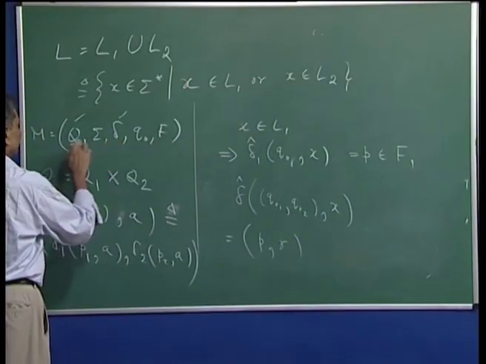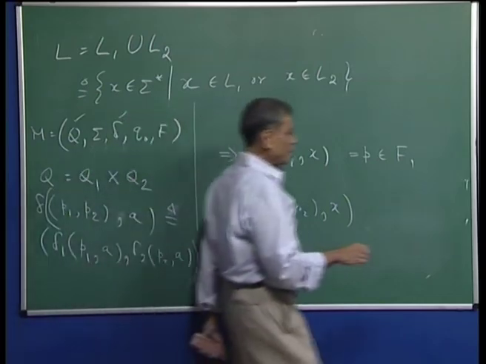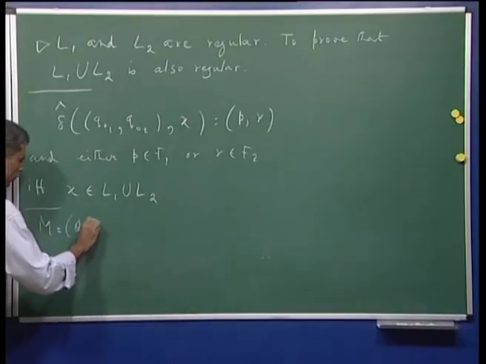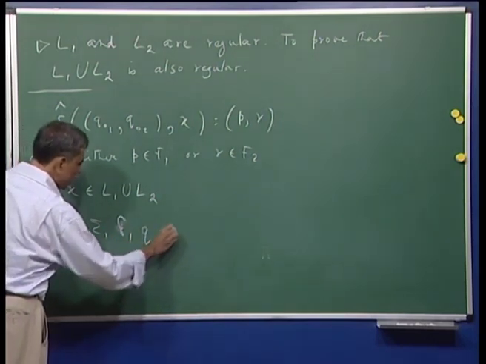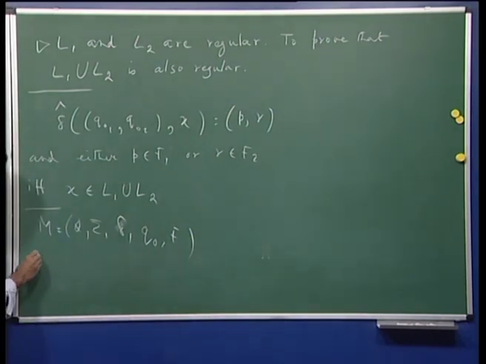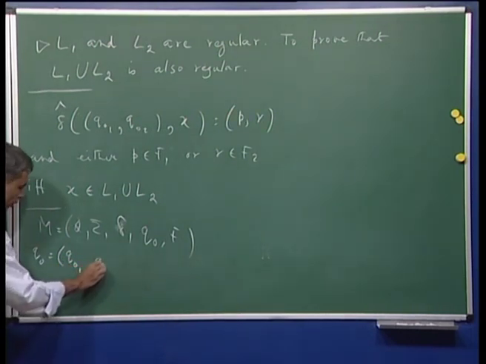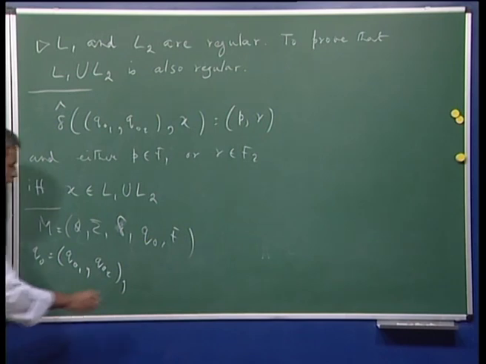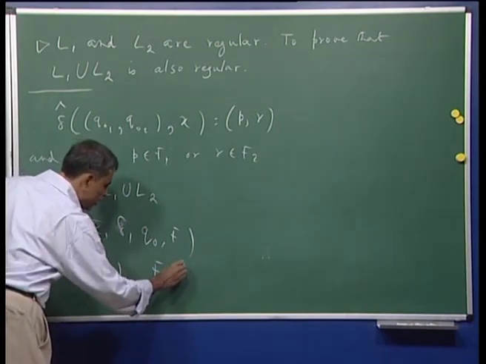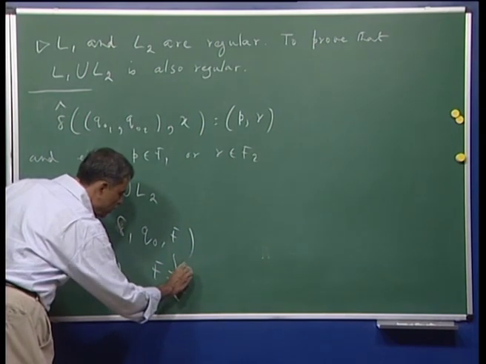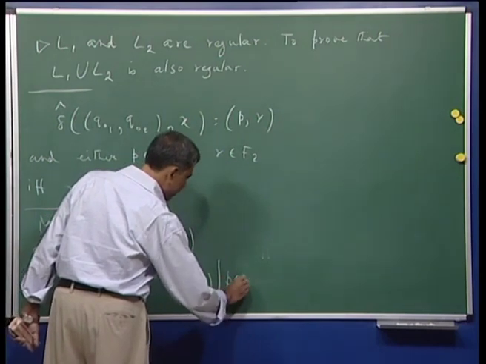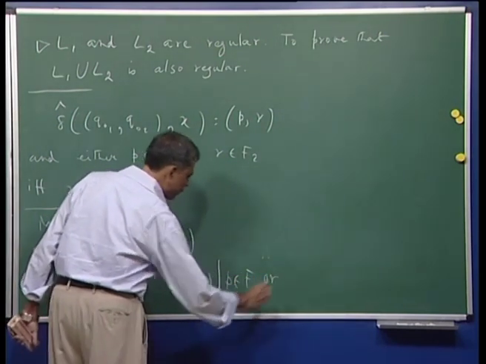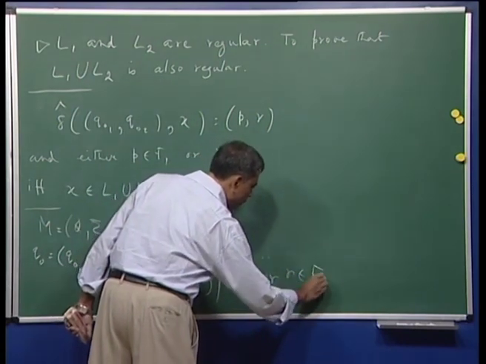Here, Q here, and now let me define its initial state and its set of final states as follows. We will say that q0 is the pair (q01, q02), and F is all (P, R) such that either P is in F1 or R is in F2.